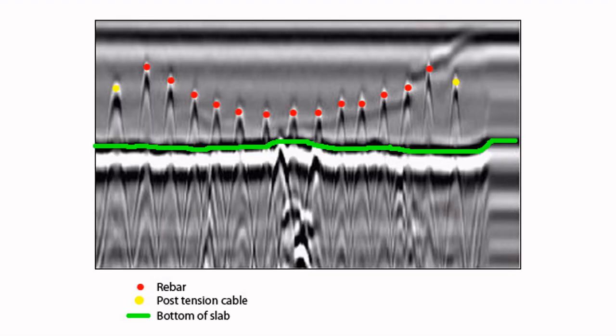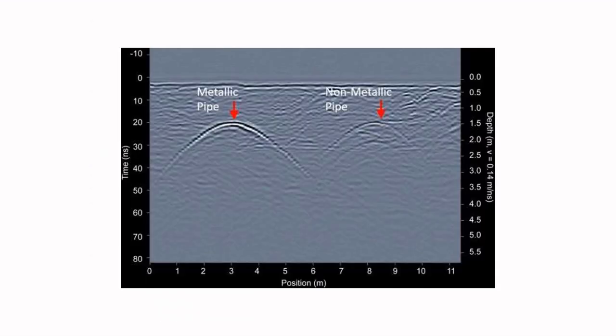Now, to find the location and depth of the post tension cables in the concrete, we use the GPR. This is because the post tension cables are usually coated or covered with a non-metallic pipe. If these are damaged, then it will be a very big loss. So to identify the post tension cables, we'll use GPR, and also to find the thickness of the concrete slab.